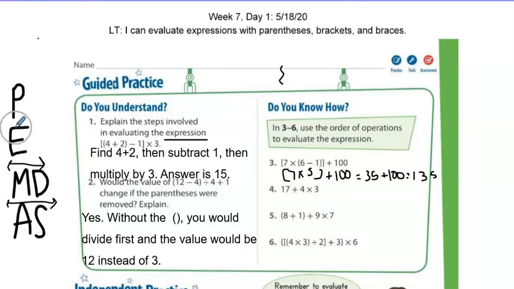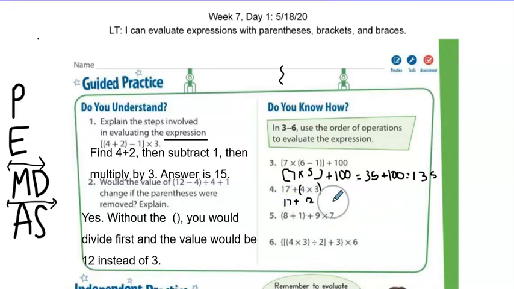So we don't have any parentheses. We don't have any exponents. Do we have multiplication or division? Yeah. So I'm going to put my parentheses around that so that I know I want to do it first. So 4 times 3 gives me 12. I want to bring everything else down.